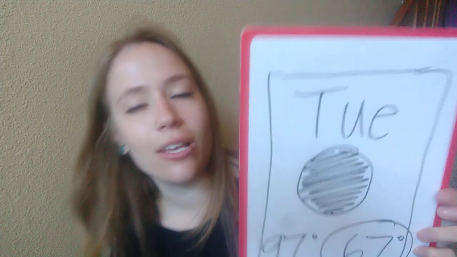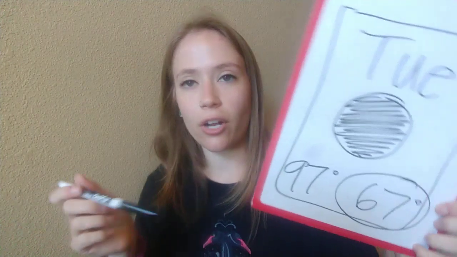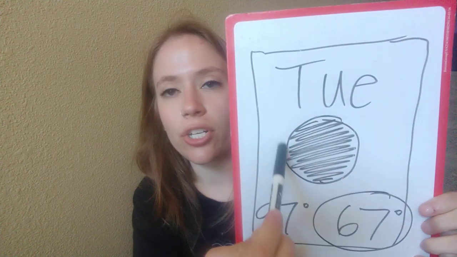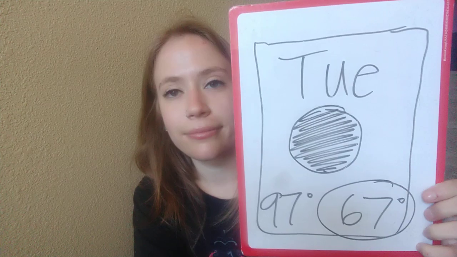Okay, so my next question is, what type of weather are we supposed to have today if this is our weather picture? So if you said sunny, that's right. So it will be 97 degrees and sunny today. So it will be pretty hot.